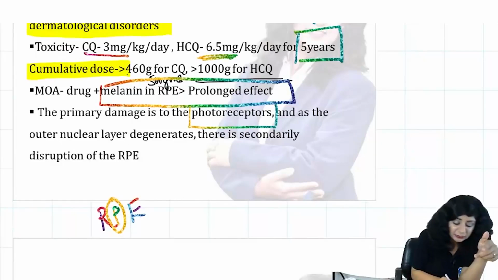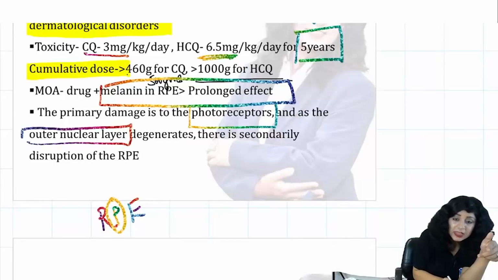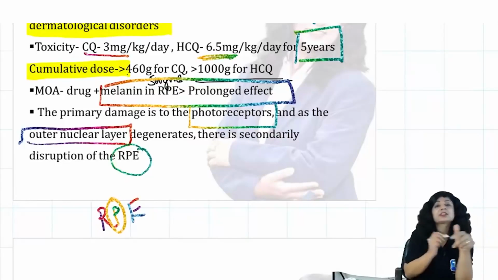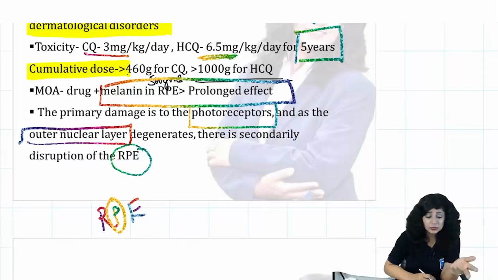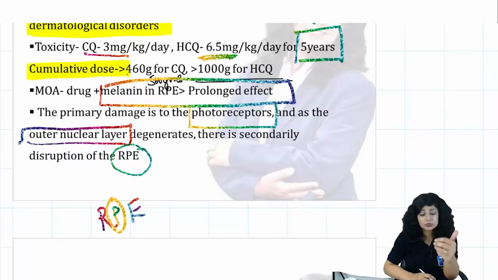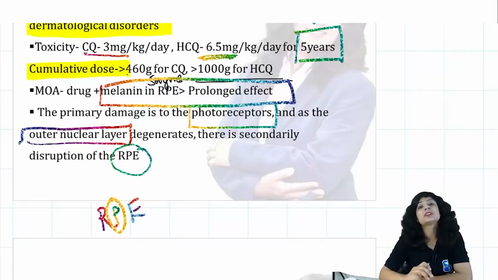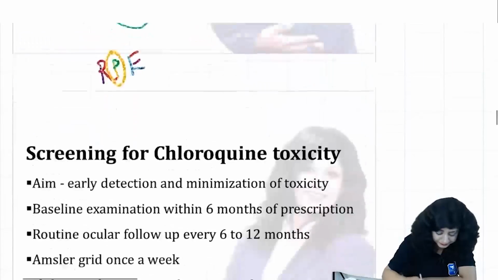Photoreceptors के बाद it is affecting the outer nuclear layer, and then it is also causing the disruption. So basically it is starting from the outer side, connecting with the melanin of the RPE. It is causing toxicity to the photoreceptors, it is affecting the outer nuclear layer, and it is also causing the disruption of the RPE layer.